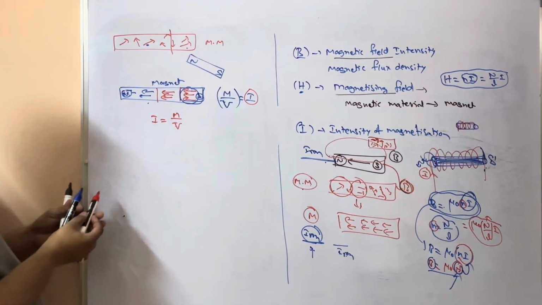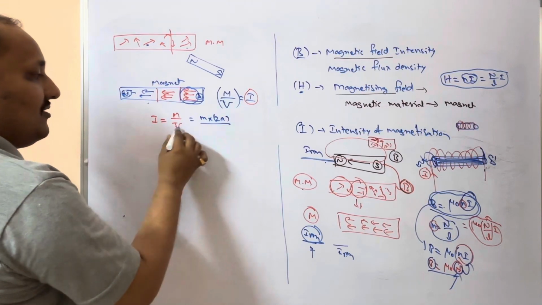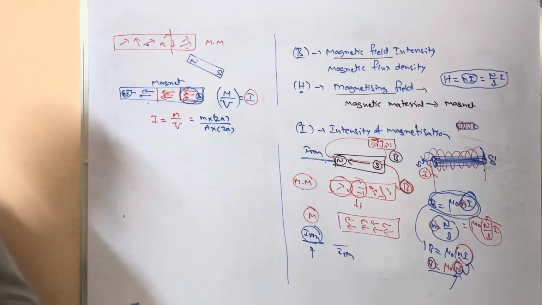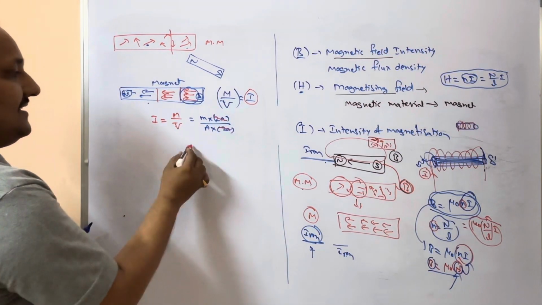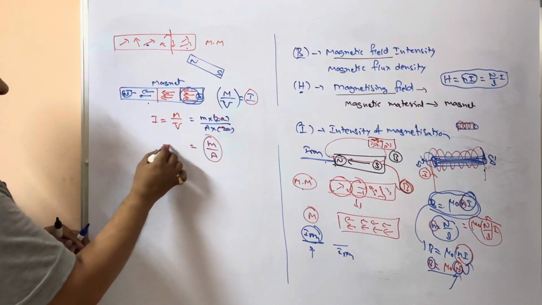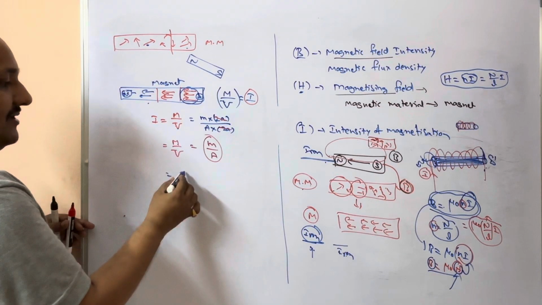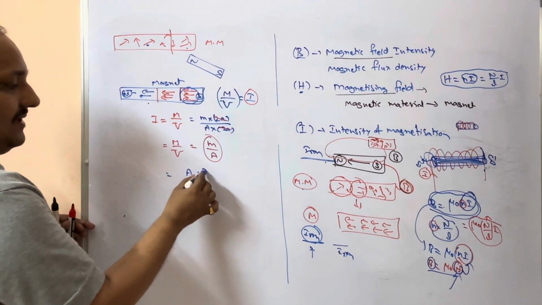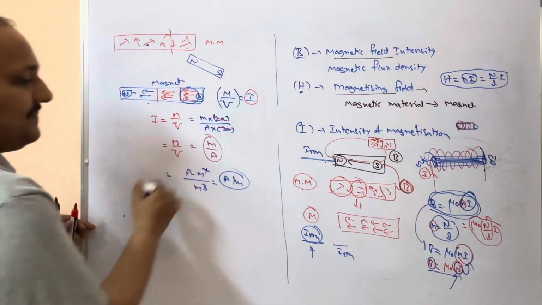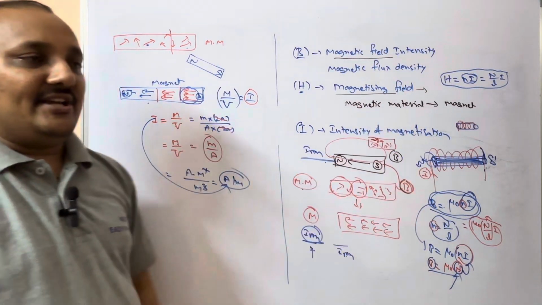I is equal to M by V. What is the magnetic moment definition for us? m into 2l. Volume is area into length, that is 2l. Therefore, if you cancel, it is pole strength per unit area, or magnetic moment per unit volume. Now the units: magnetic moment is ampere meter square, volume is meter cube. Therefore, ampere per meter is the unit of intensity of magnetization.